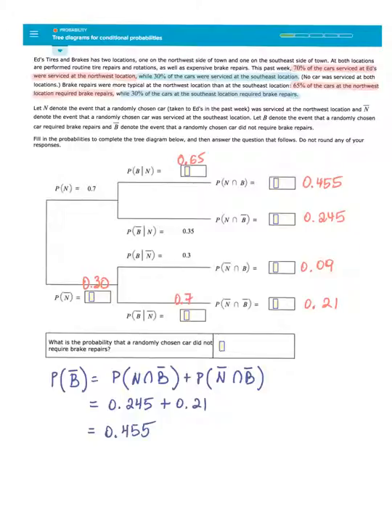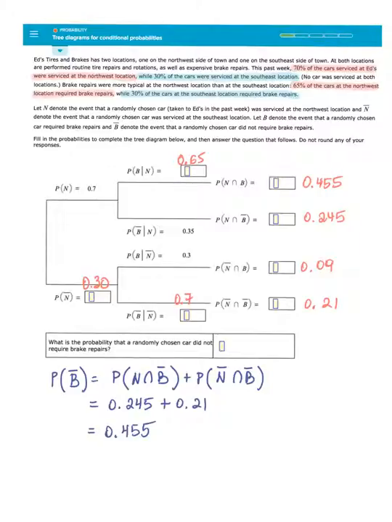brake repairs. Let N denote the event that a randomly chosen car, taken to Ed's in the past week, was serviced at the northwest location, and N bar denote the event that a randomly chosen car was serviced at the southeast location. Let B denote the event that a randomly chosen car required brake repairs, and B bar denote the event that a randomly chosen car did not require brake repairs. Fill in the probabilities to complete the tree diagram below, and then answer the questions that follow. Do not round any of your responses.